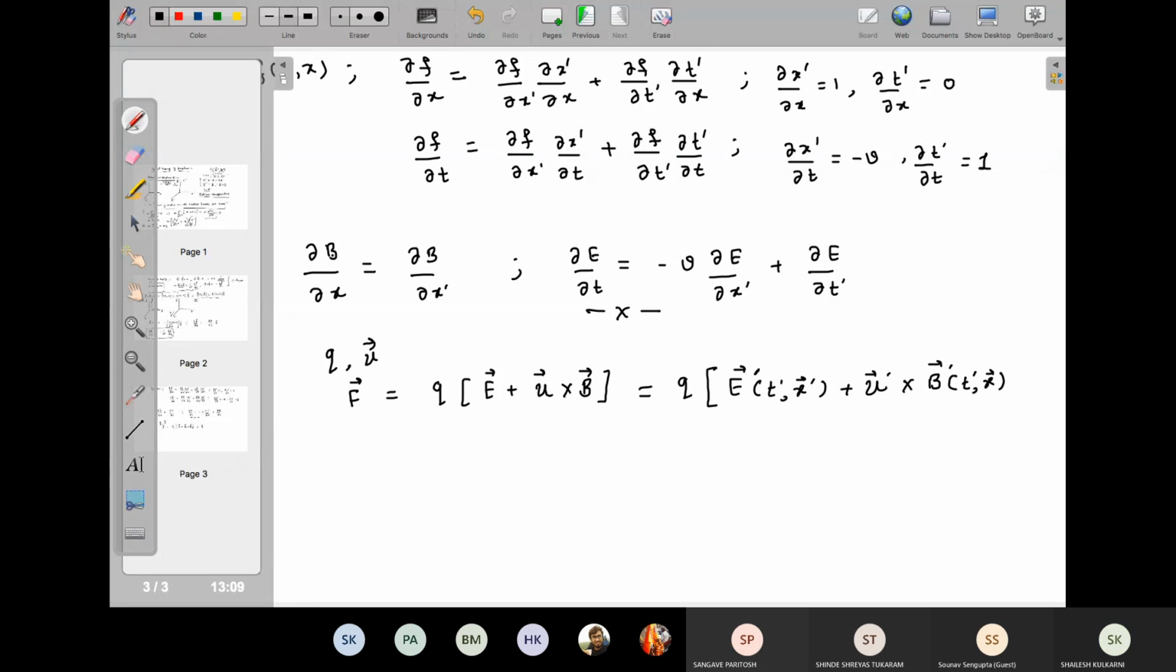Sir, how can we assume the charge is the same? That is by observation, right? In the two inertial frames, you see the same charge, that is by observation.